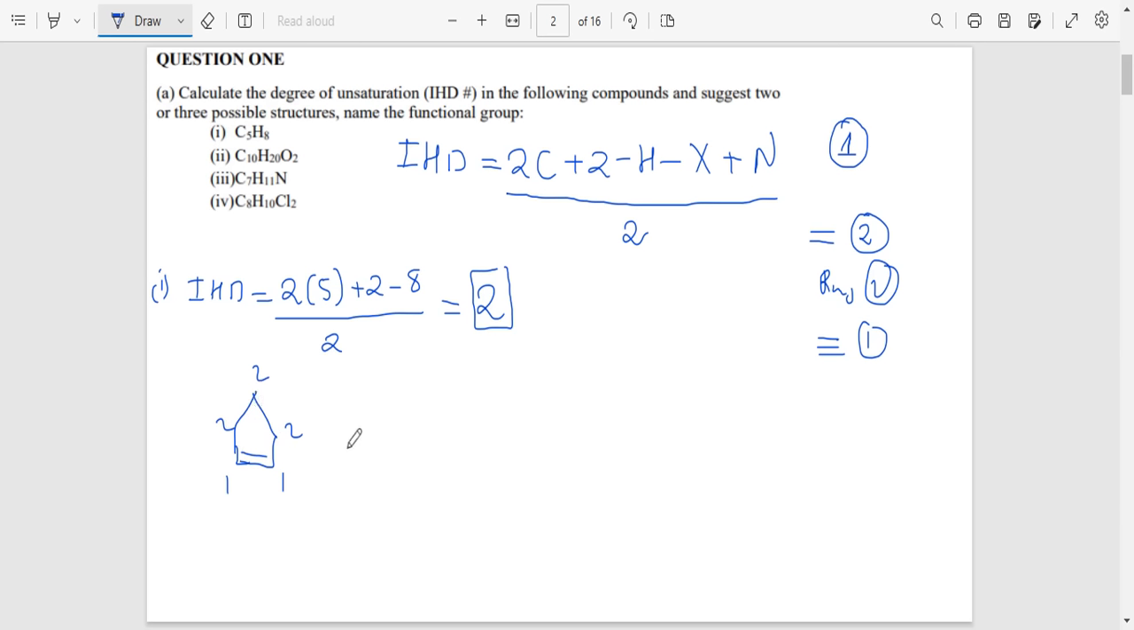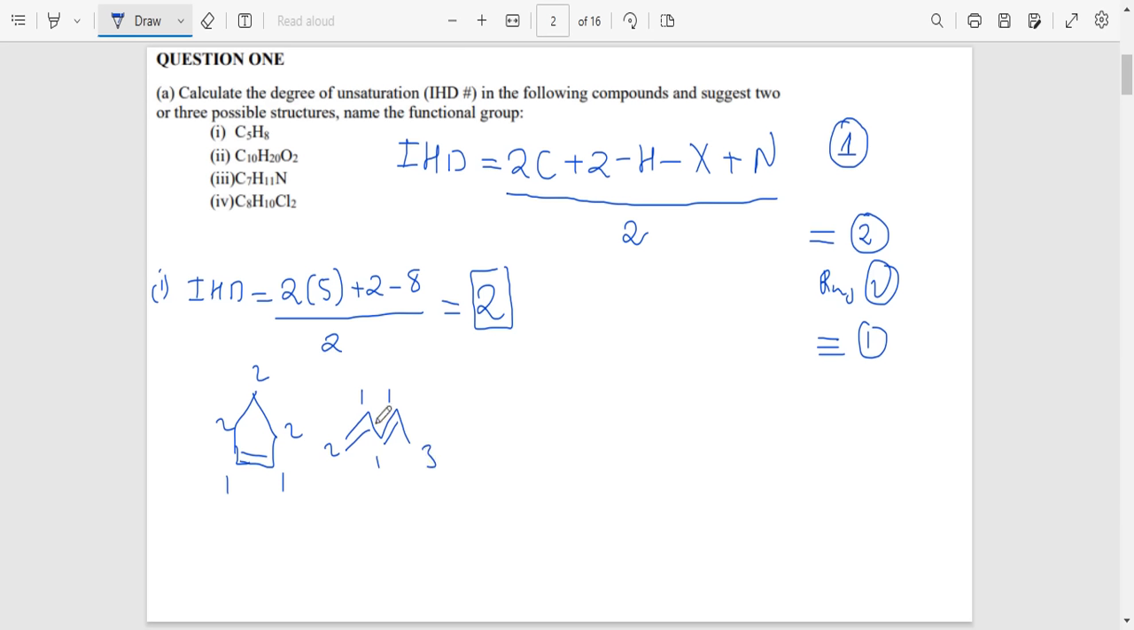Another thing I'm able to do is draw a compound with 5 carbons, 1, 2, 3, 4, 5, which should be linear, but it should have 2 double bonds because of the 2 IHD. So here I can put another one there. Let's find out how many hydrogens are here. At this point we have 2 hydrogens. Here we only have 1. Here we have 1. Here we have 1. And then at the end here we have 3 hydrogens.